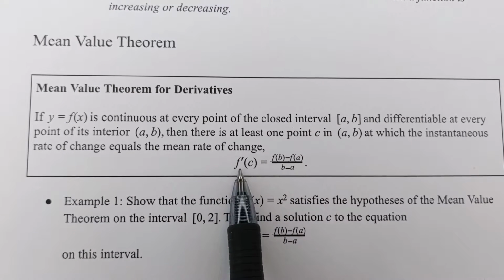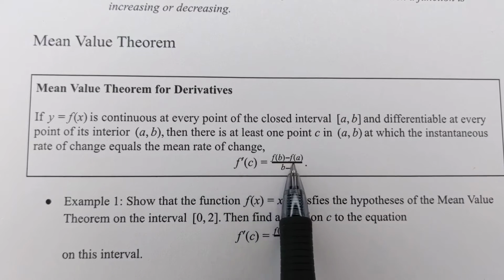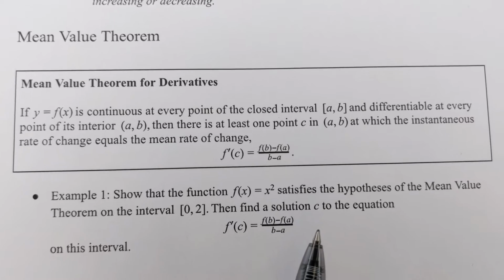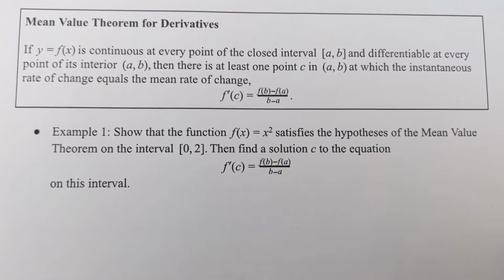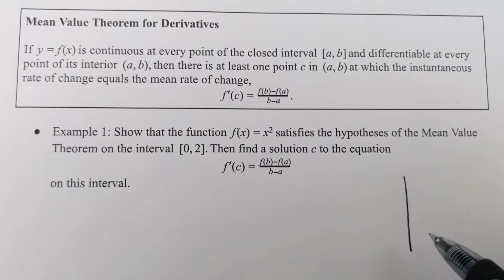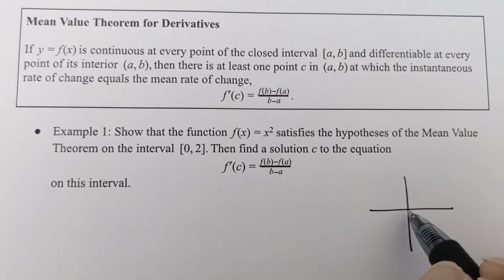So remember the derivative is instantaneous, so f prime of c is equal to f of b minus f of a over b minus a. So example 1 here says show that the function f of x equals x squared satisfies the hypotheses of the mean value theorem on the interval 0 to 2, and then find a solution to the equation. So we'll look at the graph.